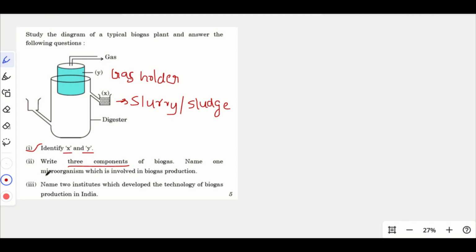You also have to name one microorganism. So what are the components of biogas? The main one will be methane, right? That is CH4. You can write methane or CH4. Okay. And what is the other component? Carbon dioxide, that is CO2. And then we also have hydrogen. Okay, so these are the three components.